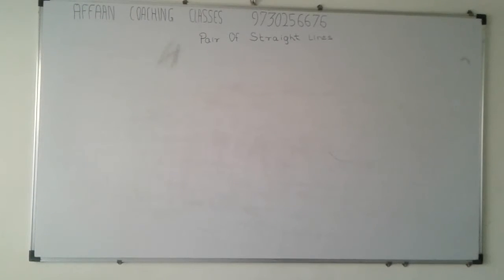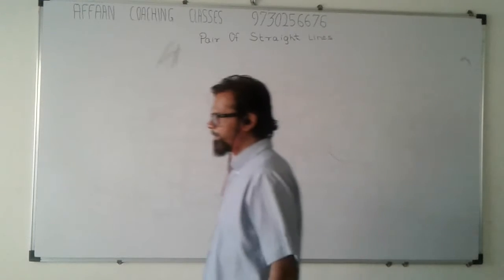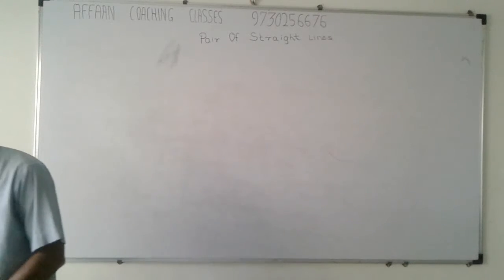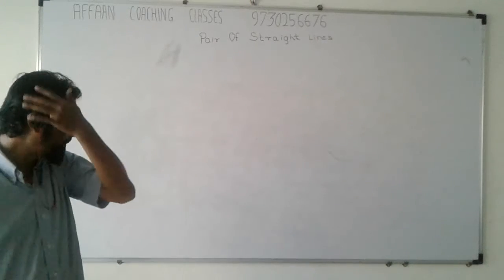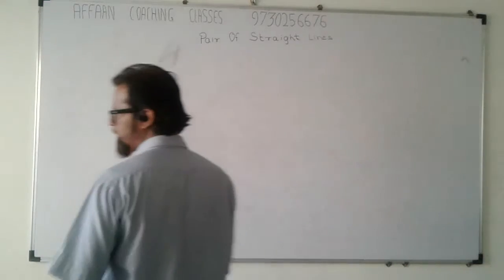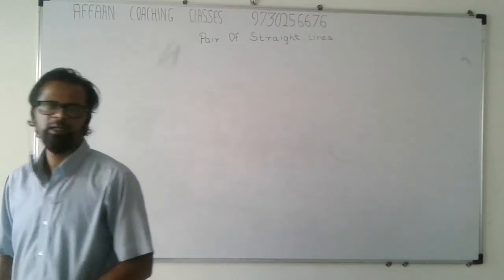Okay, hello everybody. Let's start with the chapter A Pair of Straight Lines. This chapter is for Class 12, Maharashtra State Board.